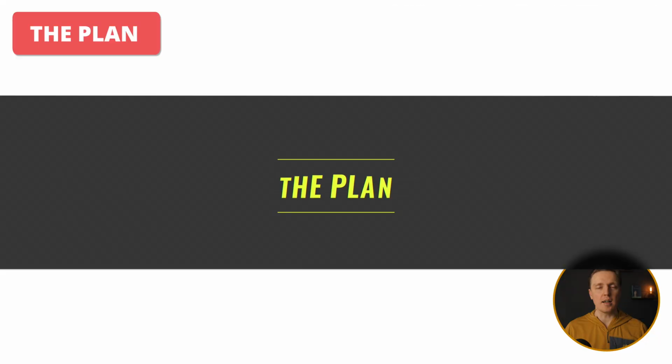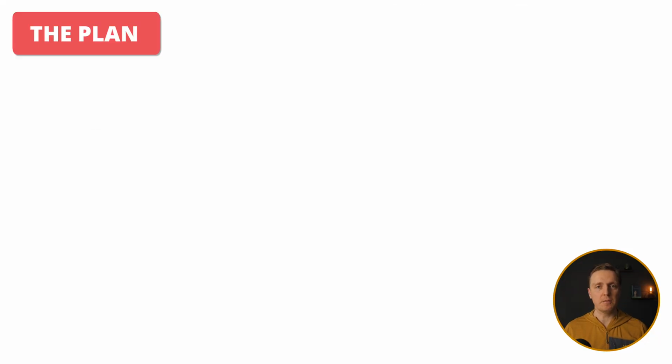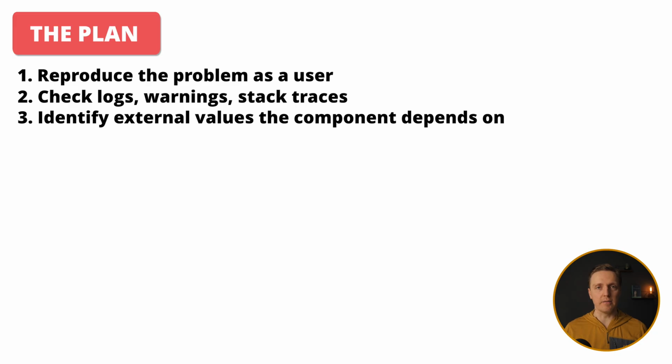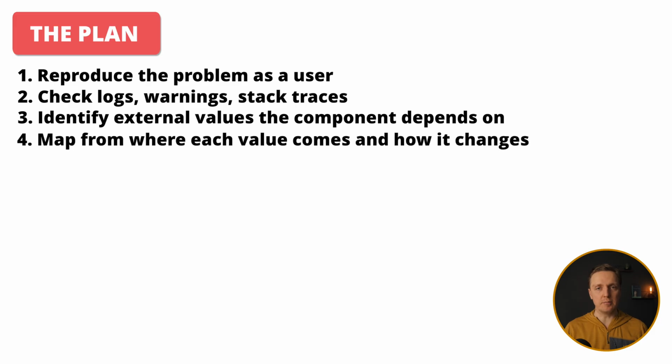So let's sum this up, what you need to do exactly to fix some bug fast. Step number one, reproduce the problem exactly how the user is doing that. Step number two, check your logs and stack trace to understand from where the error is coming. Step number three, identify all your external values that you are getting in your component and check if they are correct. Step number four is checking how inputs of the component and computed properties or state are changed with time.